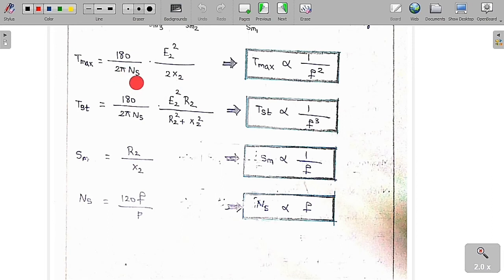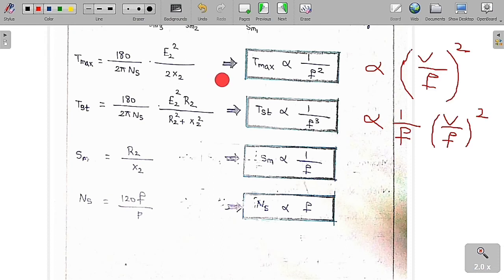And Ns is directly proportional to F and X2 is directly proportional to F. So we can say the Tmax is directly proportional to V square by F square. But V is a constant because we have given a constant supply. So therefore this Tmax is directly proportional to 1 by F square. Otherwise it is proportional to V by F whole square. So we get the general equation, Tmax is directly proportional to V by F whole square. But here V is a constant, so we can say it is proportional to 1 by F square.